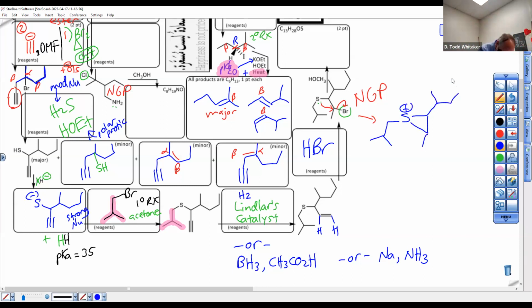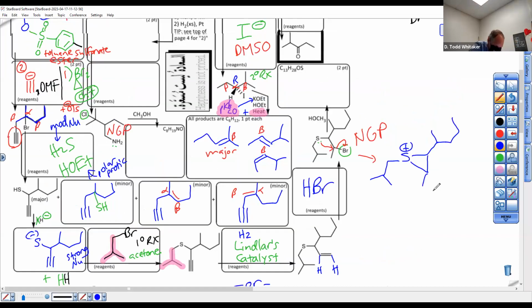And this triangle is not like your other triangles. It's not about attacking the carbon that spends more time with a plus charge. That's not true. This is about attacking the carbon that's easier to get to. Remember, NGP, that's always true. They're both secondary. You can't use that as a criteria.